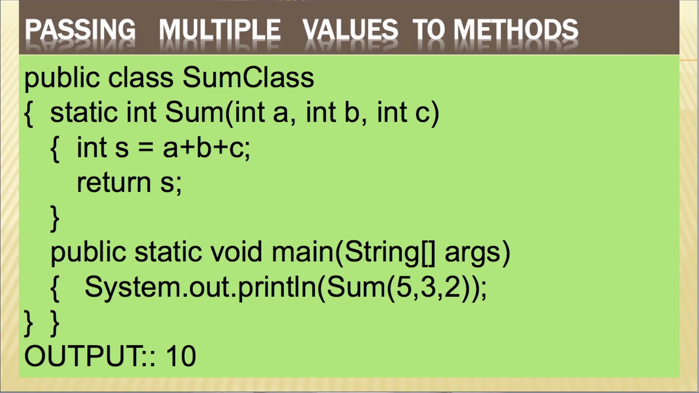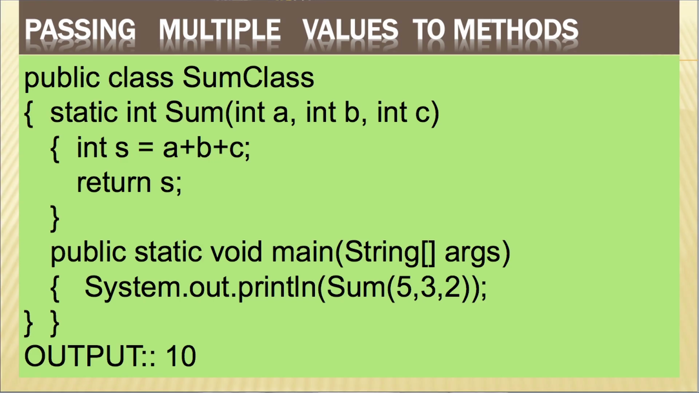We have taken a new integer variable s equals a plus b plus c, and finally we are returning the value of the sum, return s. And again public static void main string args, and inside this main we have written system.out.println and sum 5 comma 3 comma 2. These 3 values 5, 3 and 2 will be transferred accordingly to a, b and c.